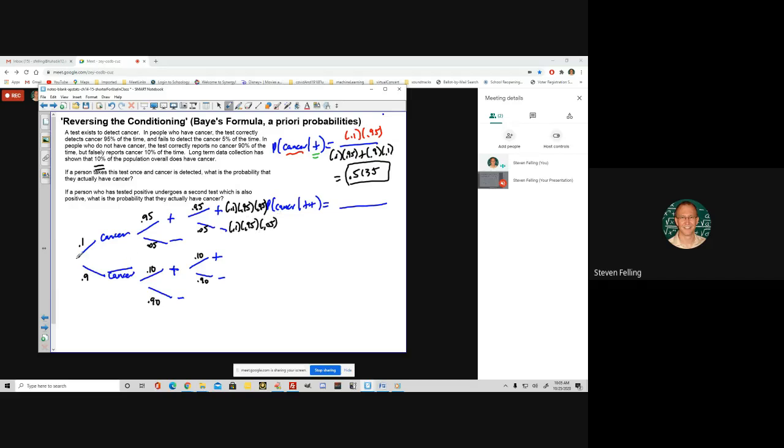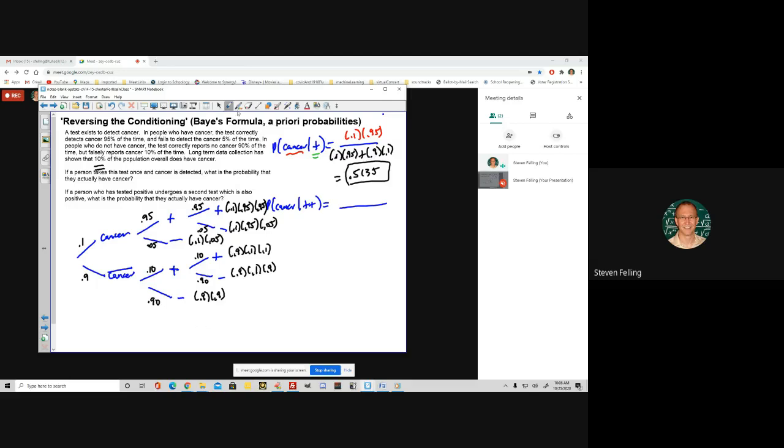And we could have this cancer and negative. This is 0.1 times 0.05. And this branch here is 0.9 times 0.1 times 0.1. And this branch here is 0.9 times 0.1 times 0.9. And this branch is 0.9 times 0.9. And if you were to add all 6 of those outcomes up, they add up to 100% because that's all the things that can happen in the scenario.